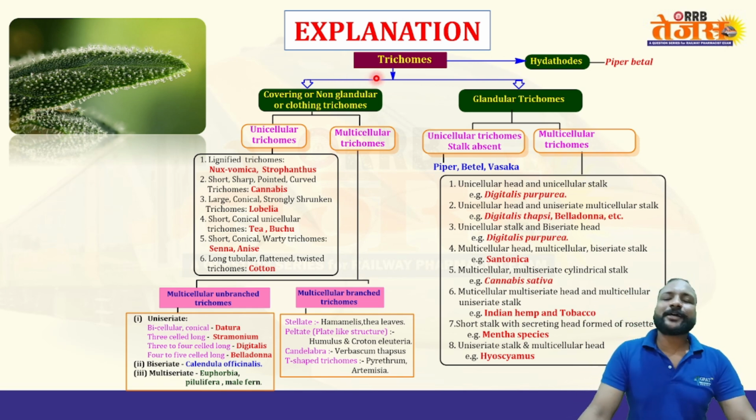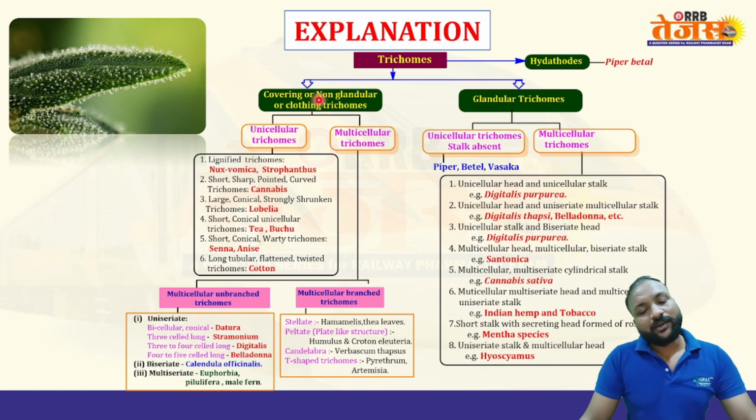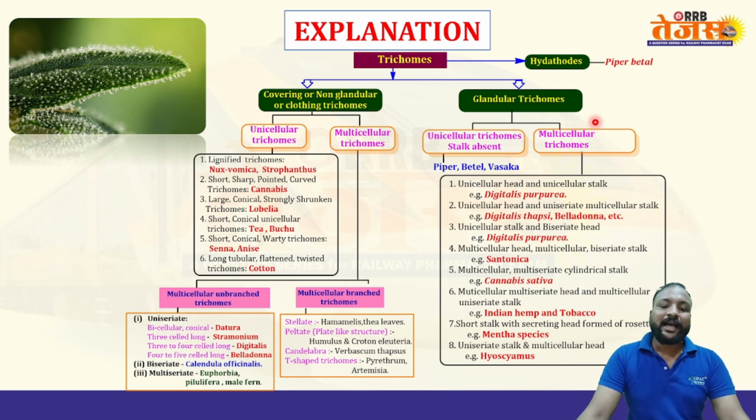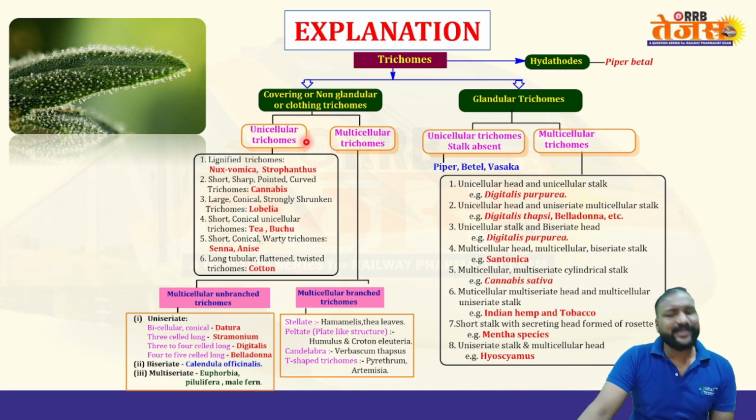In these trichomes, there are three types. One is covering, or non-glandular, or clothing trichomes; another is glandular trichomes; and a special type of trichome is the hydathodes. The example of hydathodes is Piper betel, the only example. In the covering type of trichomes, we again have two types: unicellular trichomes and multicellular trichomes. In the unicellular trichomes, we have lignified trichomes, for example Strophanthus.